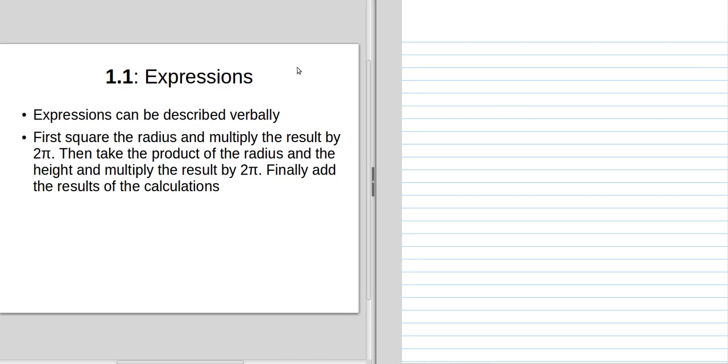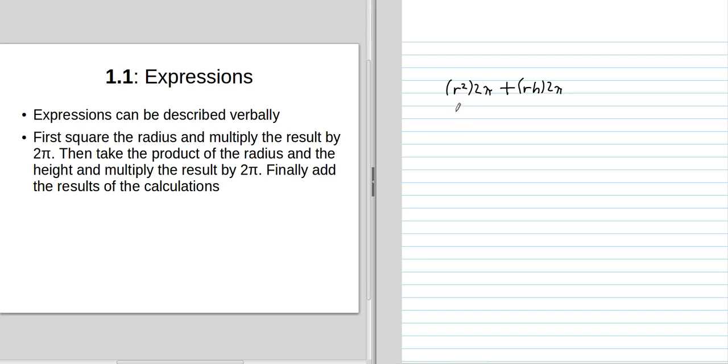So we can build up an expression from the verbal description. Squaring the radius, so we'll use r to mean radius, r squared. Multiply the result by 2 pi. Then take the product of the radius. So this is a new sub-expression of our total expression. So radius and the height, we'll use h for height, and multiply that result by 2 pi. Finally, add the results of the two calculations.